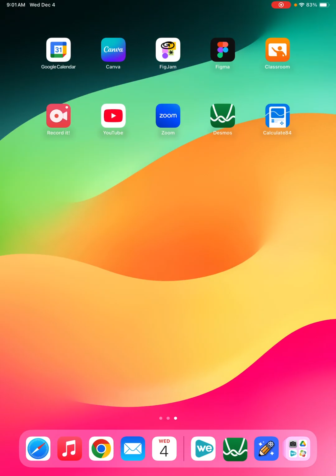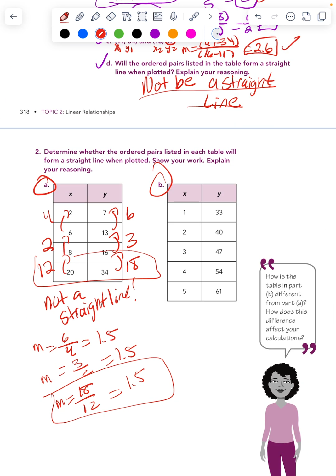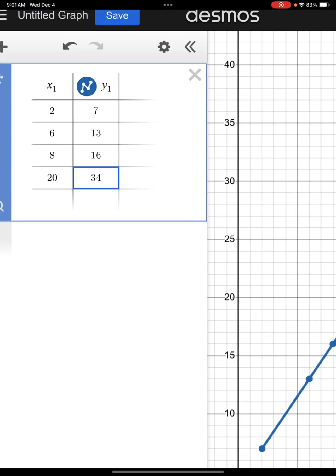All right, let's try the cheat hack one more time. So I'm gonna type in the coordinates right here. 1 and 33, 2 and 40, 3 and 47, 4 and 54, 5, 61 in Desmos to see if it'll quickly form a straight line. So bear with me, I'm almost done. This is the last 60 seconds or so of the lesson. So I know this is gonna be 1.